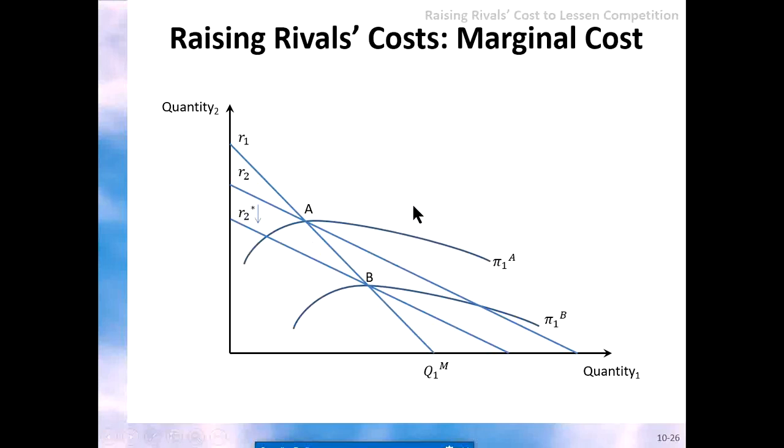So it has become further. So firm 1 or firm A, the one that increased the cost for the second firm B, increased its profit, while the second firm, whose marginal cost increased, decreased its profit.